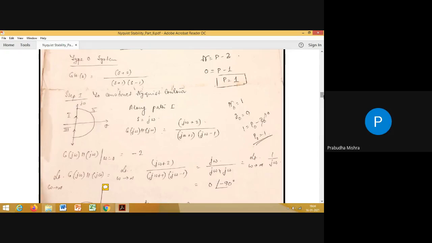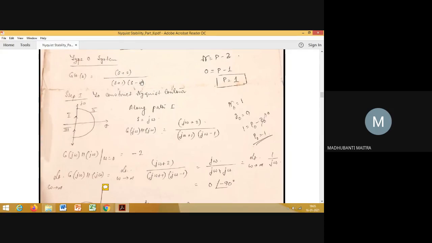Okay. Now again we'll discuss another type 0 system. G(s)H(s), the open loop transfer function, is given as (s plus 2) divided by (s plus 1) into (s minus 1), right? So if you look at this open loop transfer function, it's clear that the open loop system is unstable. Why? Because one open loop pole is there in the right half of the S plane. Okay, so the open loop system is unstable.